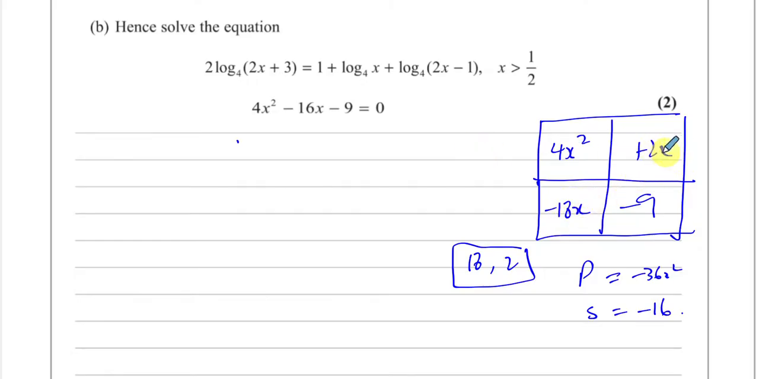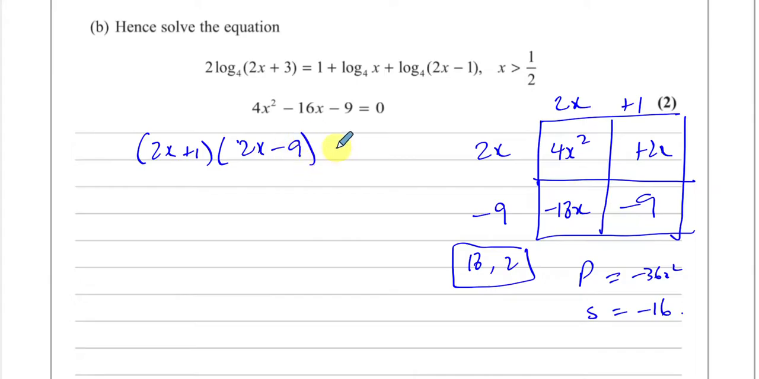So here the common factor of these two terms is 2x. 2x times 2x gives me 2x squared. 2x times plus 1 gives me 2x. And 2x times minus 9 gives me minus 18x. So we're left with 2x plus 1 times 2x minus 9 equals 0.